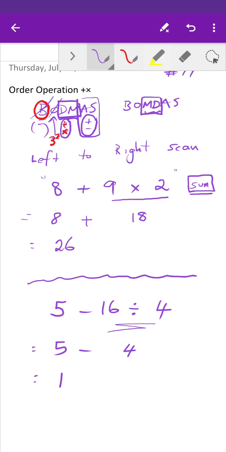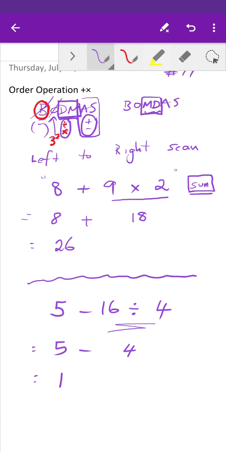So yes, we don't go 5 take away 16 is negative 11, and negative 11 divided by 4, which is negative 2.75. Sorry, that we don't do that. And it's a case of being careful. Make sure when it's plus times, don't just do left to right whatever comes first.